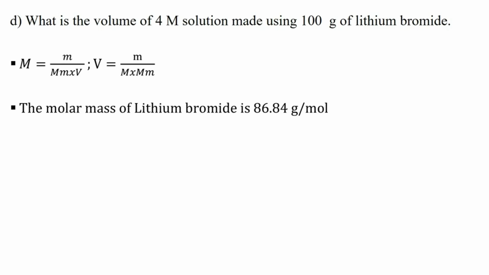Then we can replace the values in that formula. The molar mass of lithium bromide is 86.84 gram per mole. Calculating the volume, we take 100 gram divided by 4 times 86.84 gram per mole. Then we will immediately obtain 0.29 liter as volume of solution that was asked.